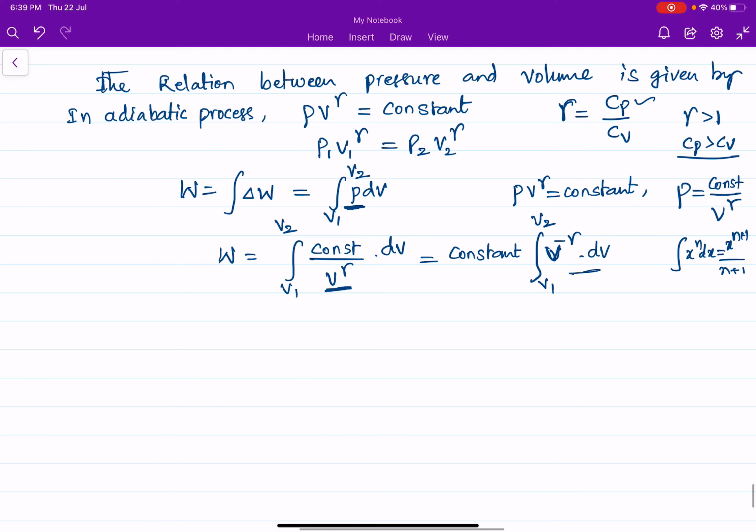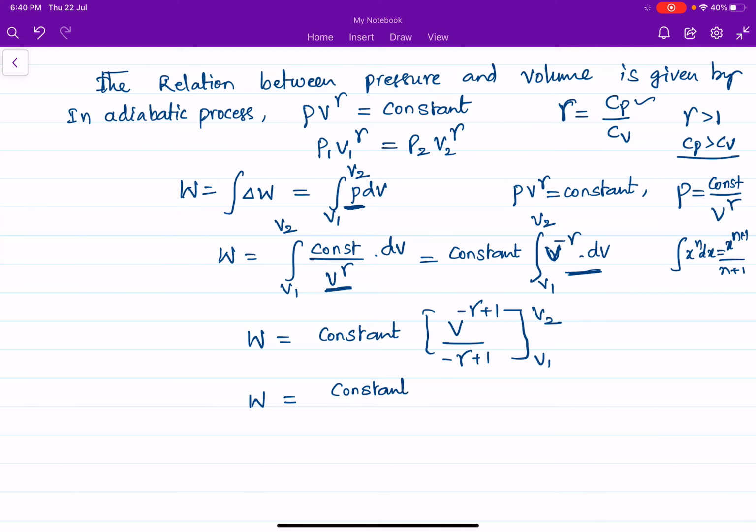So from this formula, we can write work done is equal to some constant into V power minus gamma plus 1 by minus gamma plus 1, and limits are from V1 to V2. So here work done is equal to constant, I am writing this as constant by 1 minus gamma. Minus gamma plus 1 is simply 1 minus gamma. And what is remaining here? V power minus gamma plus 1, and limits from V1 to V2.